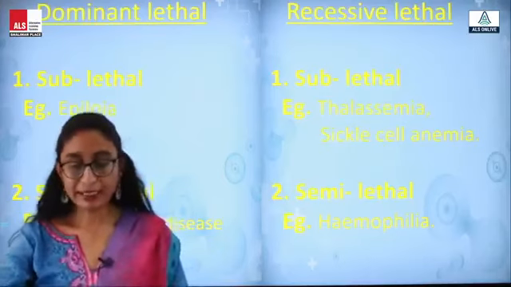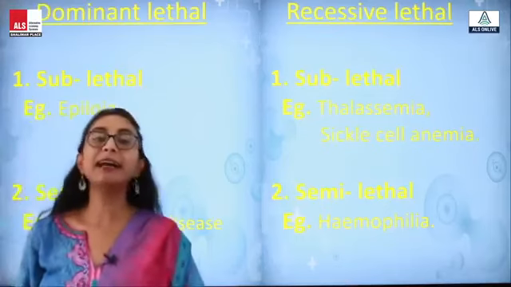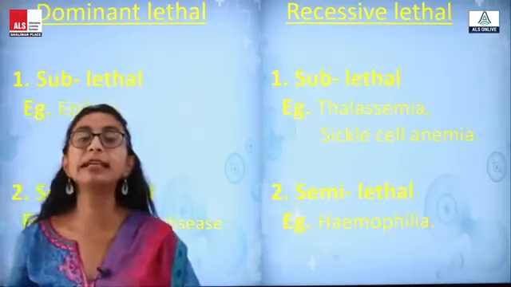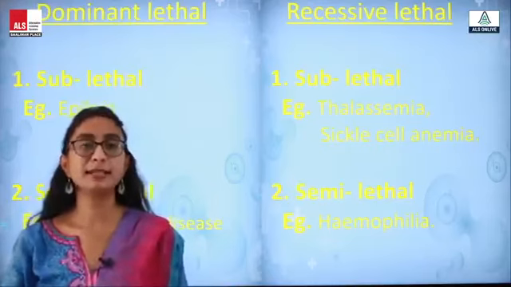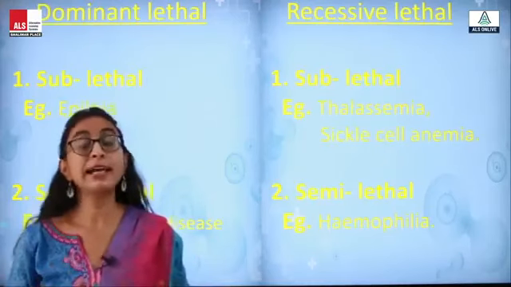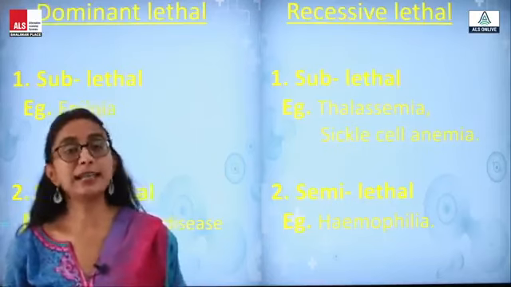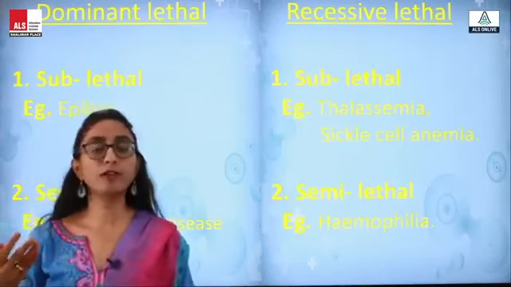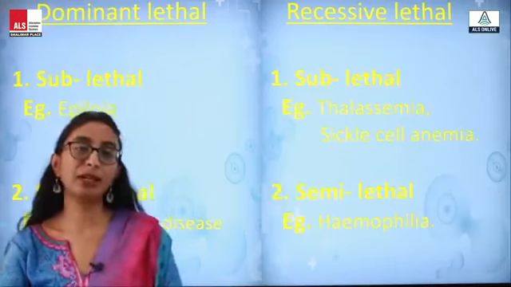Next, dominant semi-lethal. The example here is Huntington chorea. In my previous lecture, I showed you what Huntington chorea is. It is a neurodegenerative disorder where the person makes shaky body movements, just like break dance, moving their hands, legs and feet. That is not out of their own will. Involuntarily, without their control, their body keeps moving. It is a neurodegenerative disorder which occurs after the age of around 50 or 60, in old age. So this is again a semi-lethal dominant.